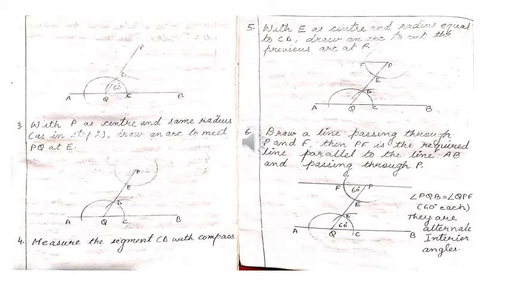Now here you can see that angle PQB and angle QPF are the two adjacent interior angles, and their measures are 60 degrees each.